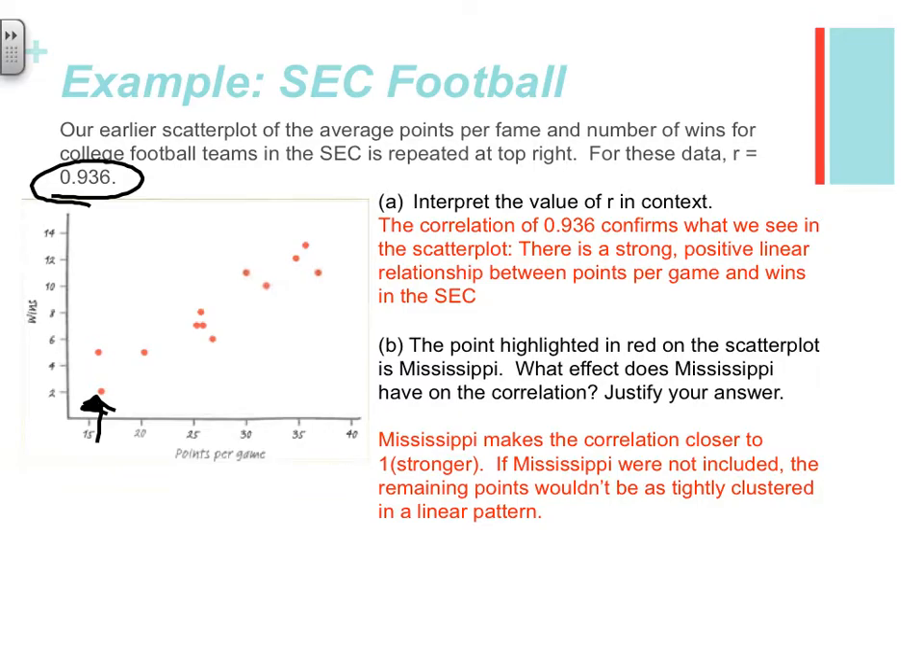So what effect does Mississippi have on your correlation? Mississippi makes the correlation closer to 1. If Mississippi were not included, the remaining points wouldn't be as tightly together in that linear pattern as they are, okay? So that almost starts off your pattern there.